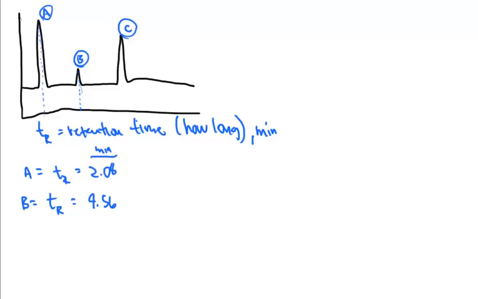And then the C component will also have a retention time. And that C component, let's say, will have 8.13 minutes. So this gives you an idea of how long it took that component to come off of the machine and to be seen by the detector. All right.